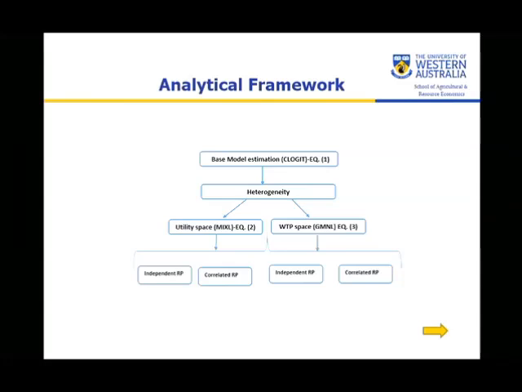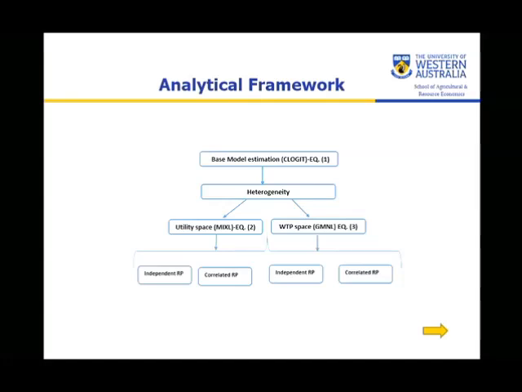Under heterogeneity, we had the utility space, or what I've defined as the preference space, and then we have WTP space, which I have called, of course, willingness to pay space. Now, within each of these two models, we have a model where we allowed independence among the parameters, and then we have one where we allowed a correlation, and that's what we repeated for the WTP space model as well. I'll just show you the econometric model in a bit.